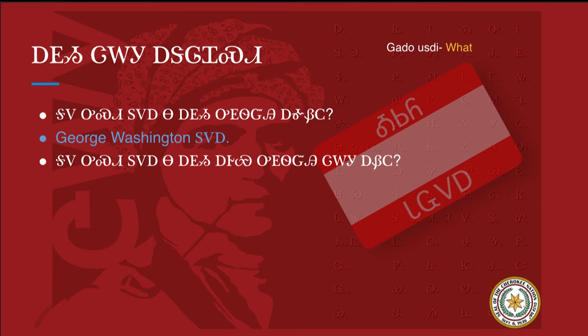Here's another question. Gato usti dudon na agayi agehya. Gato usti means what. Dudon is the name. Na agayi, of the first. Agehya is woman. So what is the name of the first woman leader, ugawiyuhi, of the Cherokee Nation, Jalagi Ayetli? I'll say the question one more time. Gato usti dudon na agayi agehya ugawiyuhi Jalagi Ayetli.